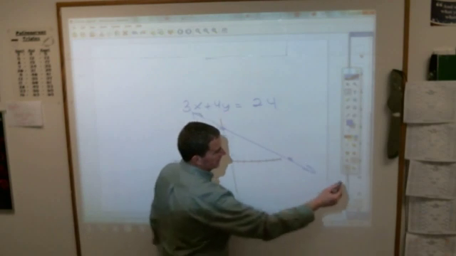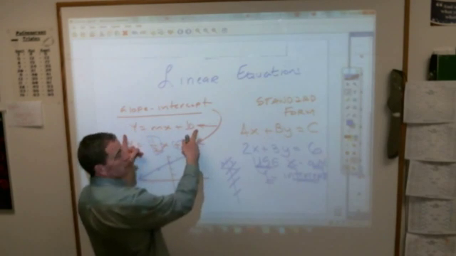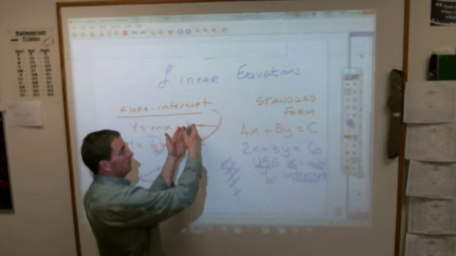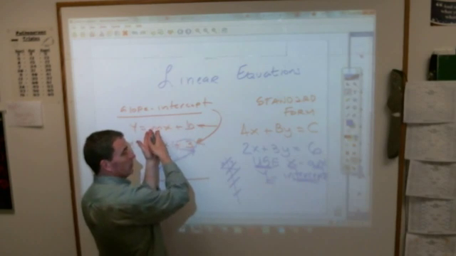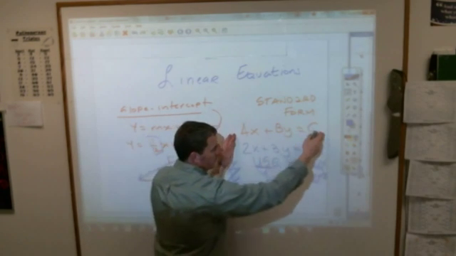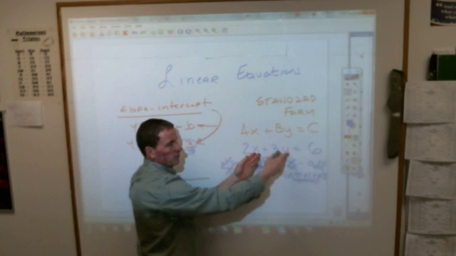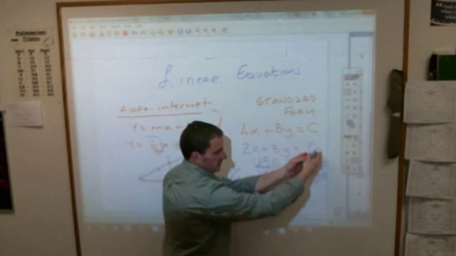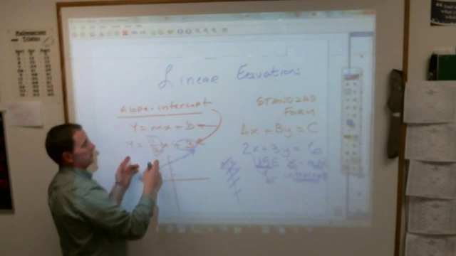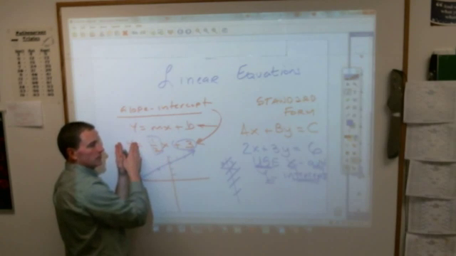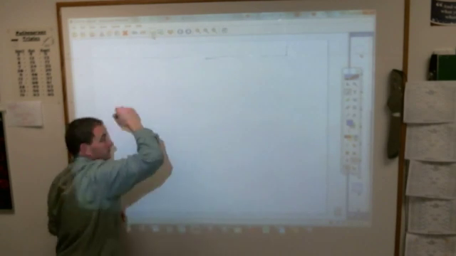Don't try to do that if you're back in slope-intercept form. Slope-intercept form, you have the y, you have the slope. That's different than this form. Standard form, both the x and the y are on one side of the equation, numbers on the other. Slope-intercept form, the y is all by itself. It's solved for y.